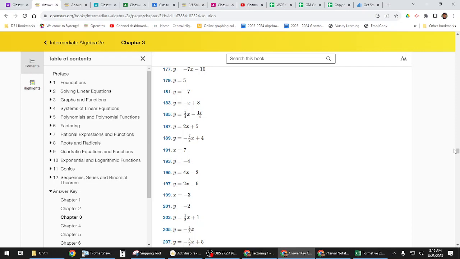191, x equals 7. That was what kind of line? Even if you didn't do it, you should know x equals 7 is what kind of line. Show me with your arm. Aha, very good. Vertical, right? It's all x values, so it's vertical. 193, y equals negative 4, so what kind of line is that? Horizontal. Any of those that you'd like to do? It's okay, we can do 1 or 2.